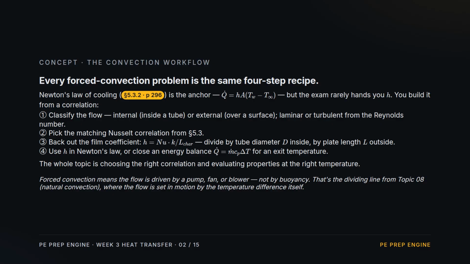Step 2. Pick the matching Nusselt correlation. Step 3. Back out h, Nusselt times conductivity over the characteristic length, the diameter inside, the plate length outside. Step 4. Use h in Newton's law, or close an energy balance for the exit temperature. The whole topic is correlation choice and property temperature.